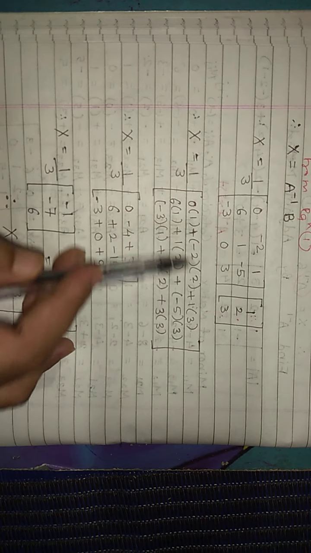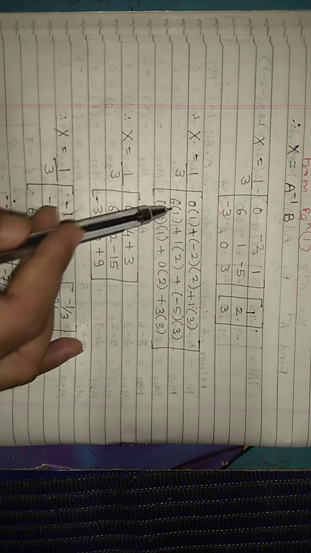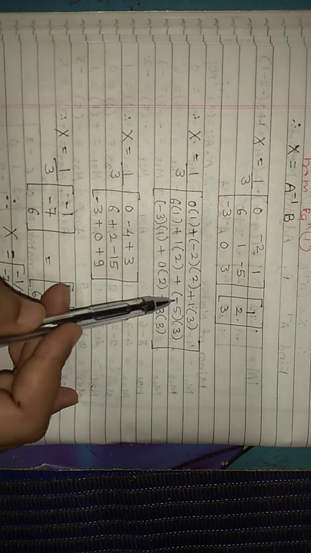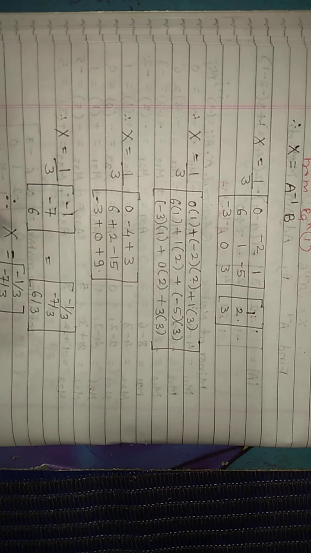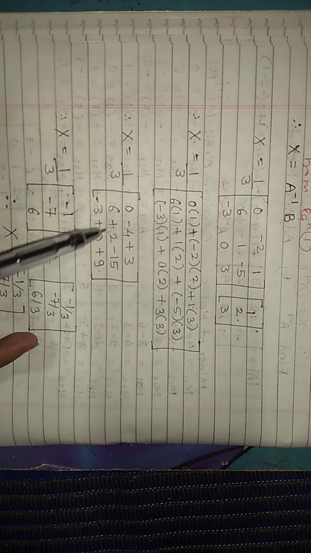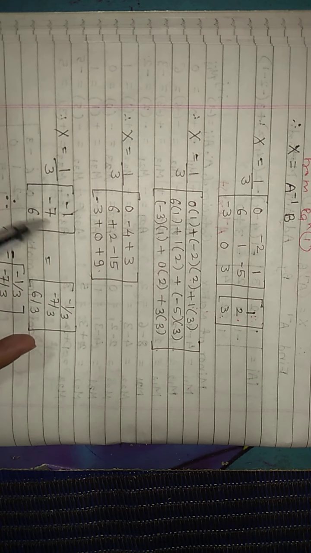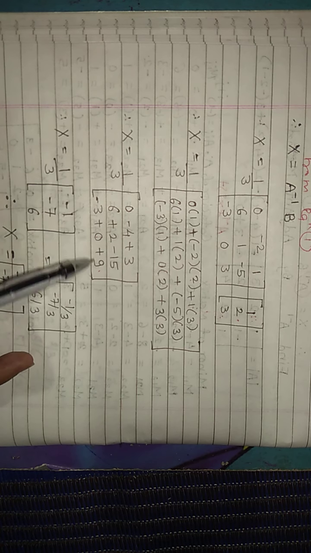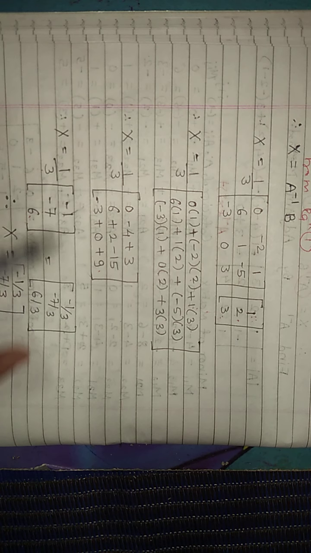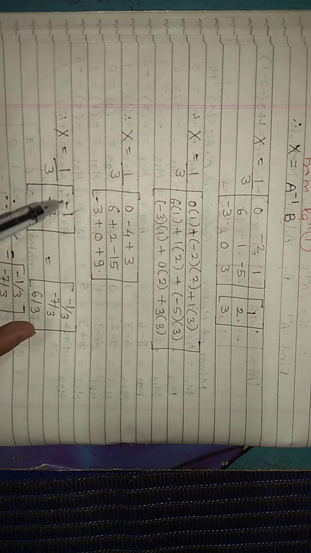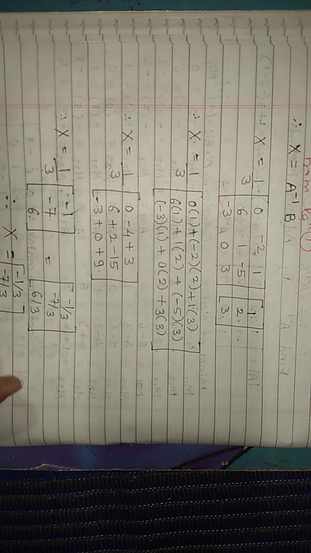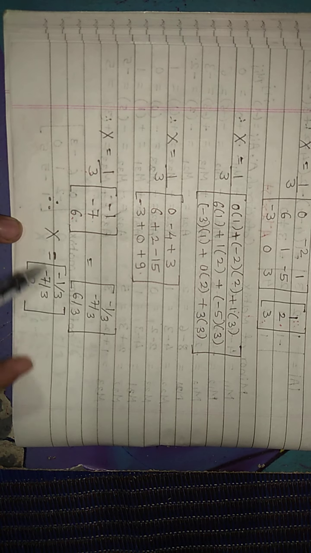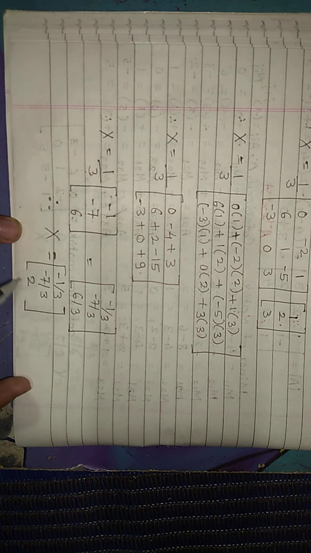0, minus 4, 3, so minus 1. 6 plus 2, 8, minus 15, minus 7. Minus 3 plus 9, positive 6. Now 1 upon 3 we multiply inside the bracket. So minus 1 into 1 upon 3, minus 1 upon 3. Minus 7 into 1 upon 3, minus 7 upon 3. 6 upon 3 is equal to 2. So our last answer is X is equal to minus 1 upon 3, minus 7 upon 3, and 2.